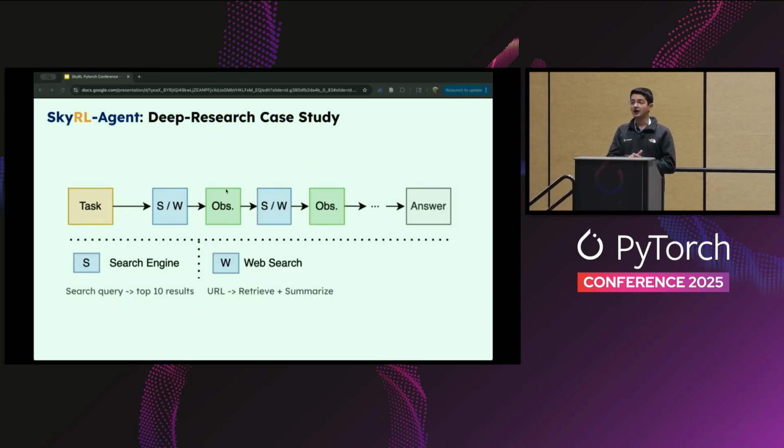Okay, now I want to actually talk about a case study of implementing the deep research task in our agent stack, just to show what details went into it, what are some gotchas, and what we've learned.